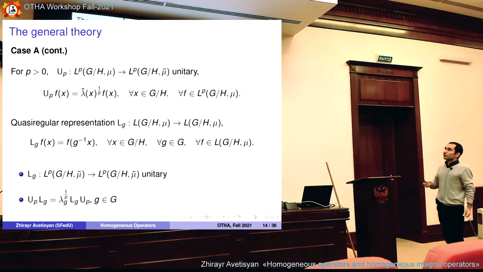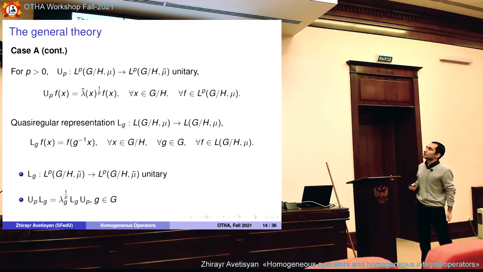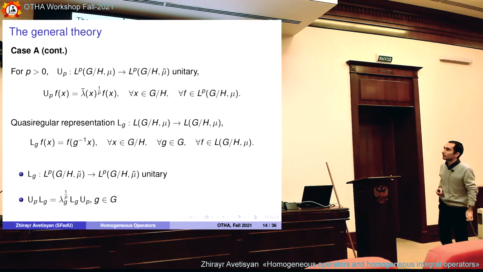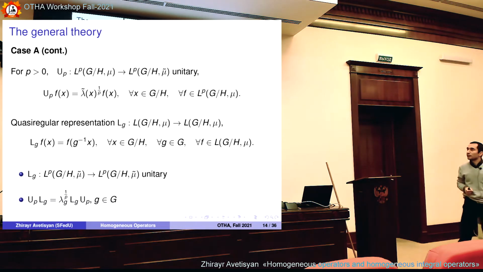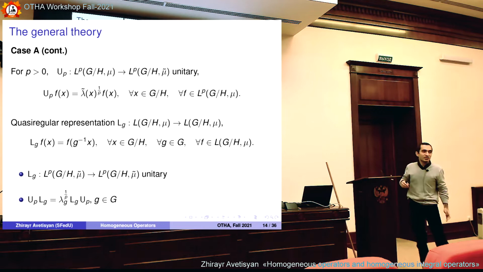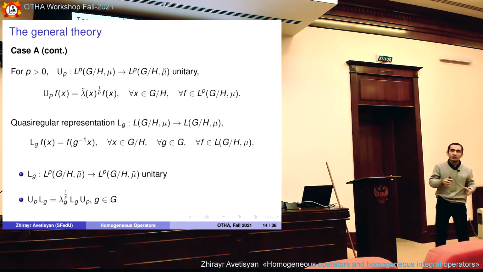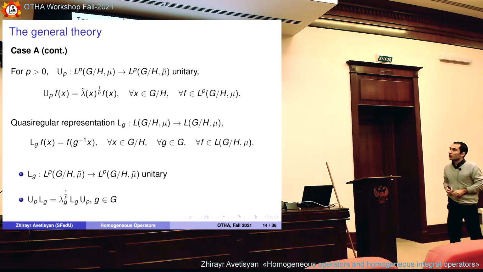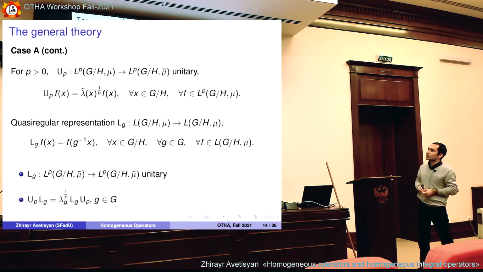So then what you do is, for every positive real p, you construct a unitary operator U_p from the L^p space with the measure mu to the L^p space with the measure mu tilde. And it acts in a simple way. It just acts by multiplying by a certain power of lambda tilde, right? And then this will allow us to translate problems from the original measure space to the new measure space, being invariant, your classical harmonic analysis. So the so-called quasi-regular representation of G on the coset space is simply acting by pullback of the dilations on functions.